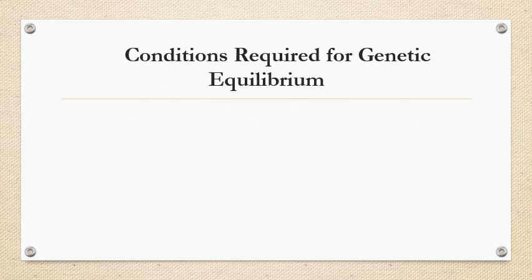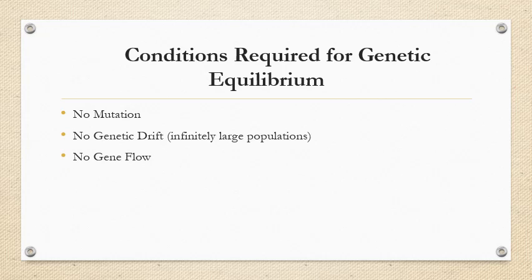There are 5 conditions that are required for genetic equilibrium. And keep in mind that the Hardy-Weinberg principles only apply to sexually reproducing organisms. The 5 assumptions are no mutation, population size is infinite, which would tend to minimize the effects of genetic drift, there's no gene flow or migration, mating is random, and there's no differential selection among genotypes.